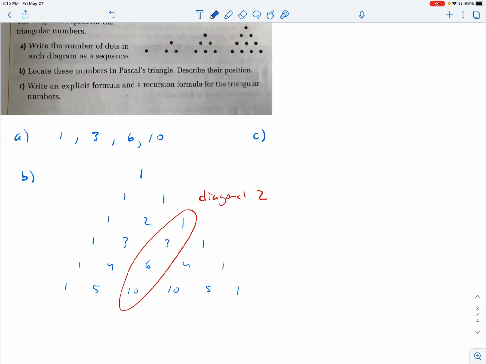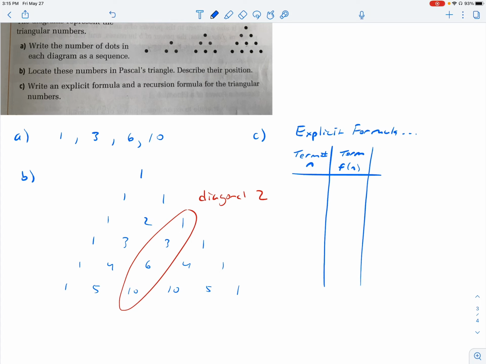So let's begin with the explicit formula. I'm going to set this up like a table of values. We'll say the term number, which will be represented by n. And then we have the value of the term, which we'll write as f of n. We'll put it in function notation. Then we're going to do our first differences and we'll see what happens.